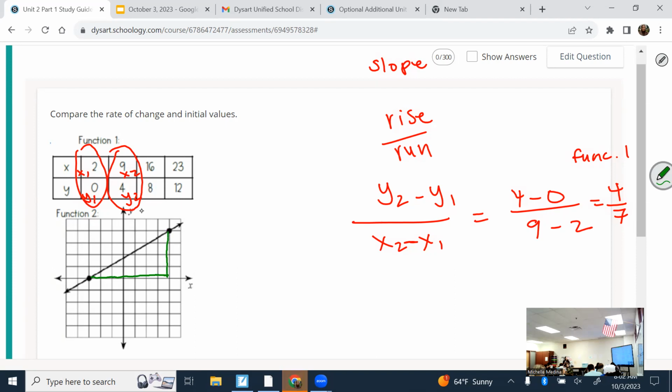And you're counting the rise to go from the left point to the right point. I'm going up, so my rise should be positive. What's my rise for this? 1, 2, 3, 4. I agree. What's my run? And your run should always be positive. So 1, 2, 3, 4, 5, 6, 7. I also agree. So it has the same rate of change as function 1.